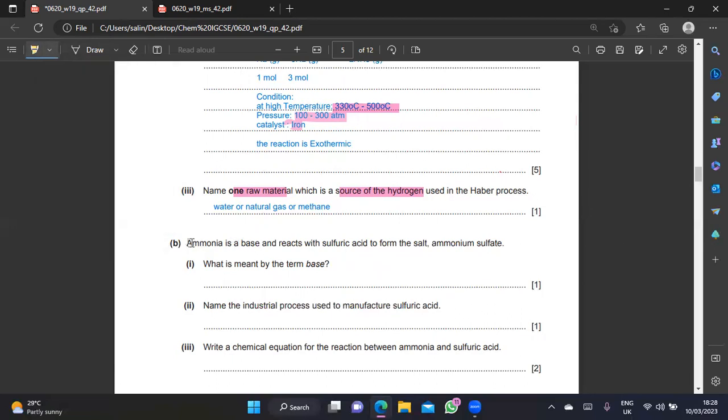Ammonia is a base and reacts with sulfuric acid to form the salt ammonium sulfate. What is meant by the term base? I've seen a lot of questions like this in the past paper. Either they can ask you what is meant by the term base or alkali.